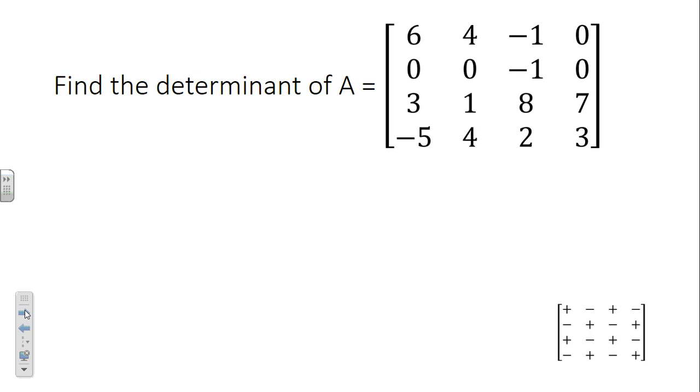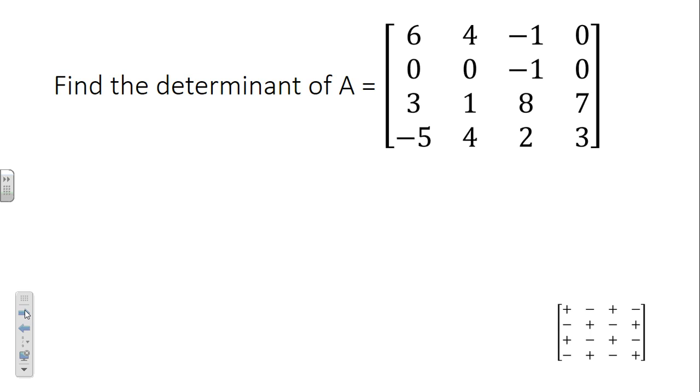Then be strategic. Decide which row or column is the most convenient one to use. Ethan's liking row 2. Everybody agree? Column 4 is pretty darn good, but not nearly as good as row 3, right? Okay. So we're going to work smarter, not harder, right?